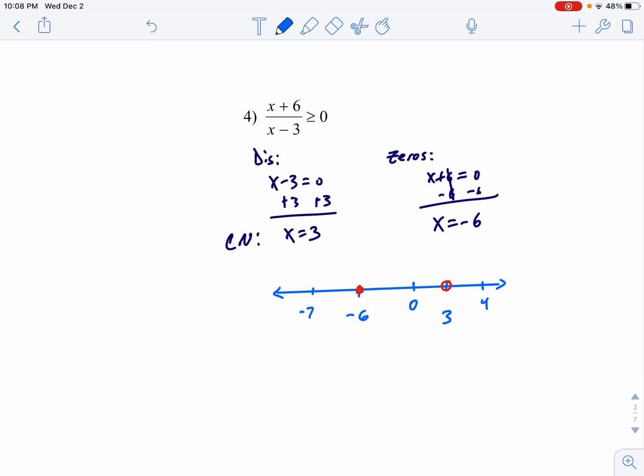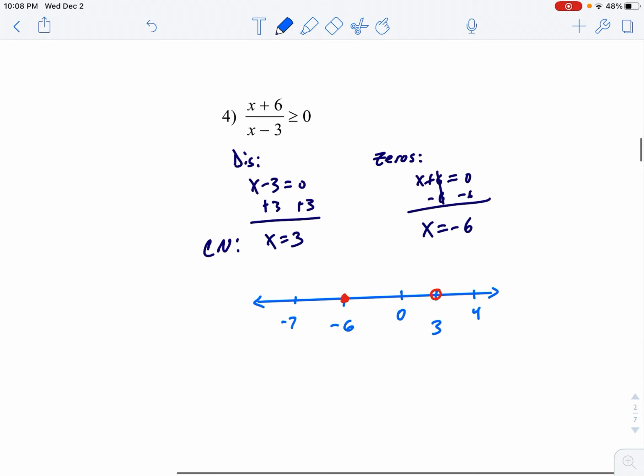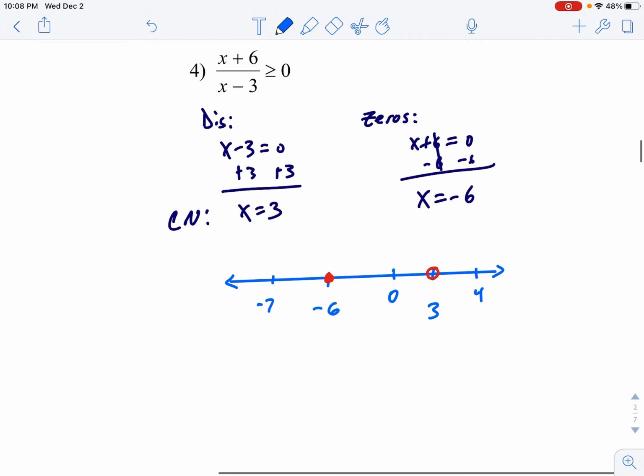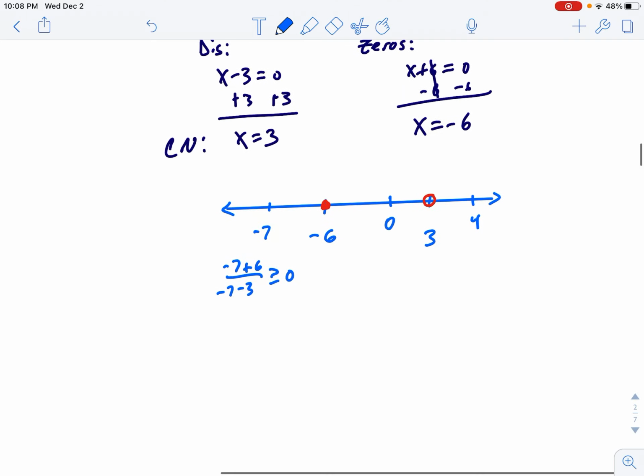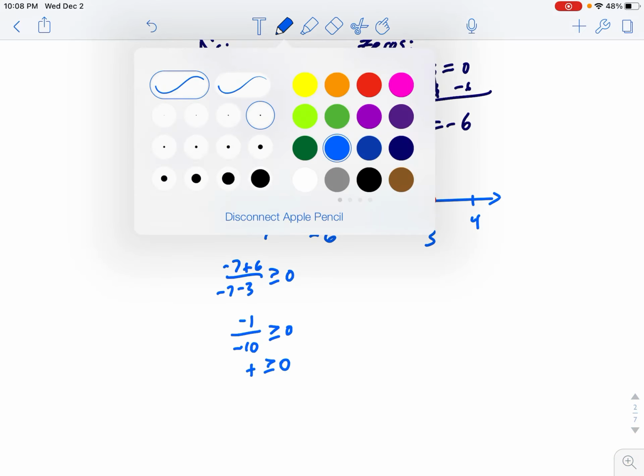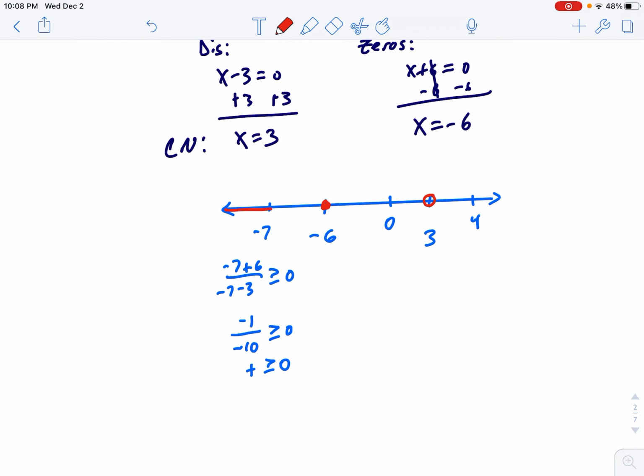Maybe I'll try to do this next part a little more better. Let's try -7. So that's going to give us -7 plus 6 over -7 minus 3, is that greater than or equal to 0? That's negative 1 over negative 10. Negative divided by negative is positive. Is a positive greater than or equal to 0? Yes, it is. So this interval gets shaded.